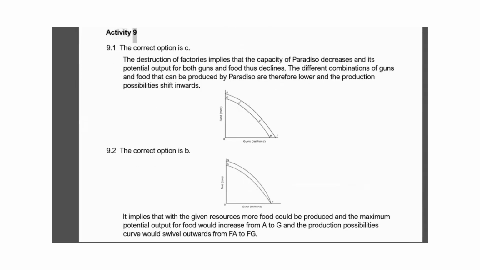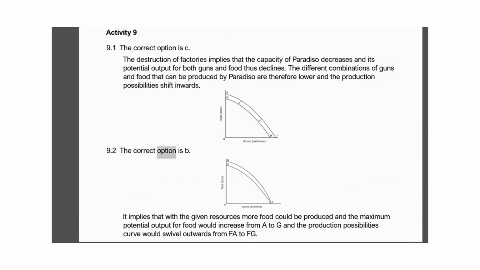Activity 9. 9.1 The correct option is C. The destruction of factories implies that the capacity of Paradiso decreases and its potential output for both guns and food thus declines. The different combinations of guns and food that can be produced by Paradiso are therefore lower and the production possibilities shift inwards.